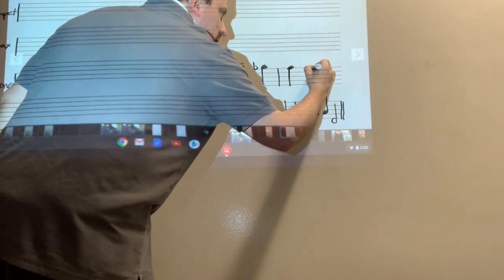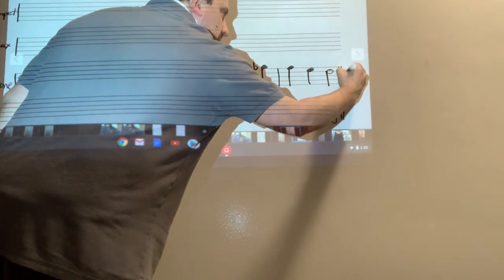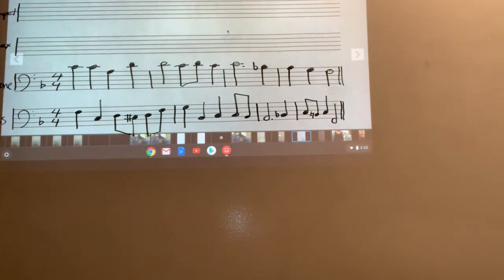A, G, and F. Double R. Okay. Next I'm going to do the trumpet, because the trumpet is the next easiest to do.